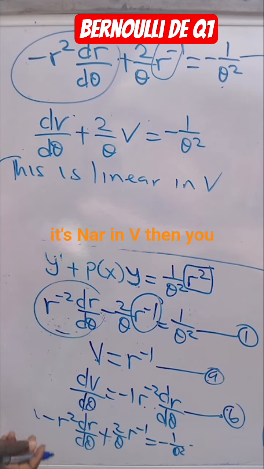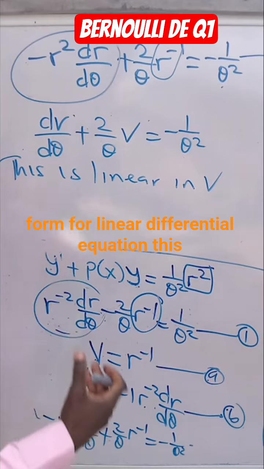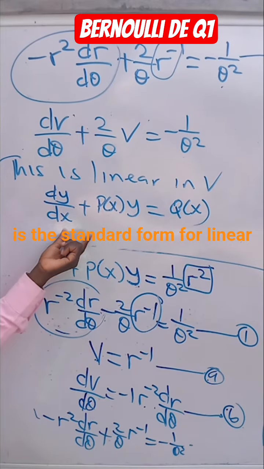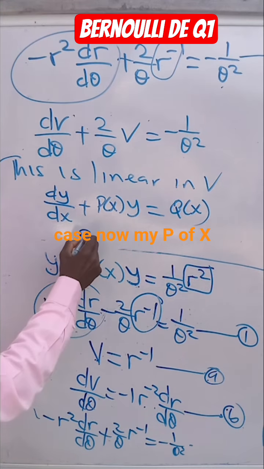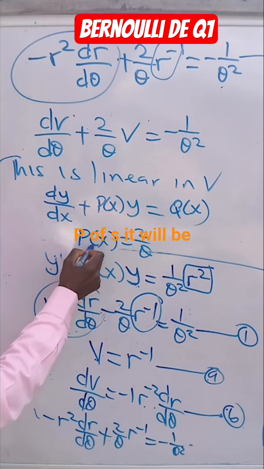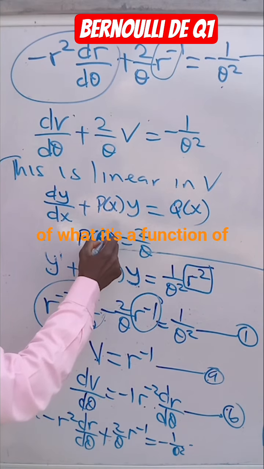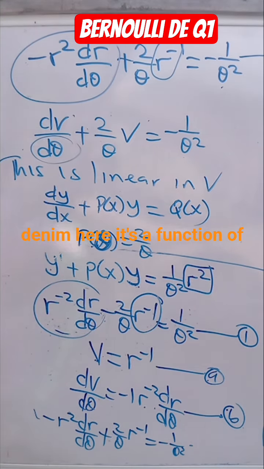In that case, if it's linear in v, then you correspond this problem to the standard form for a linear differential equation. This is the standard form for a linear differential equation. So our equation is linear in v. So my p of x is equal to what? 2 over theta. But it won't be p of x, it will be p of theta, because it's a function of theta. You have to check your denominator here.